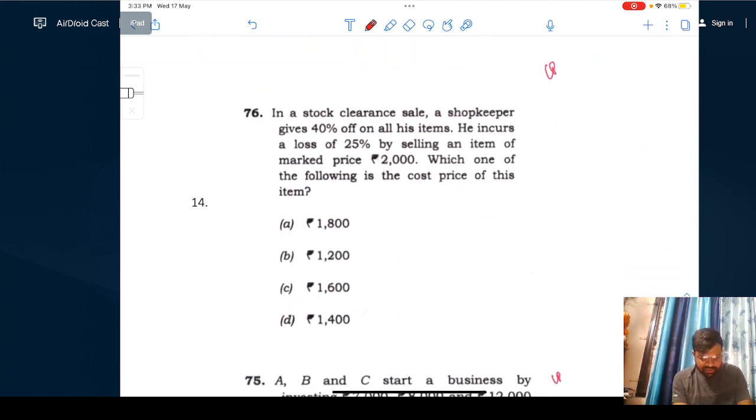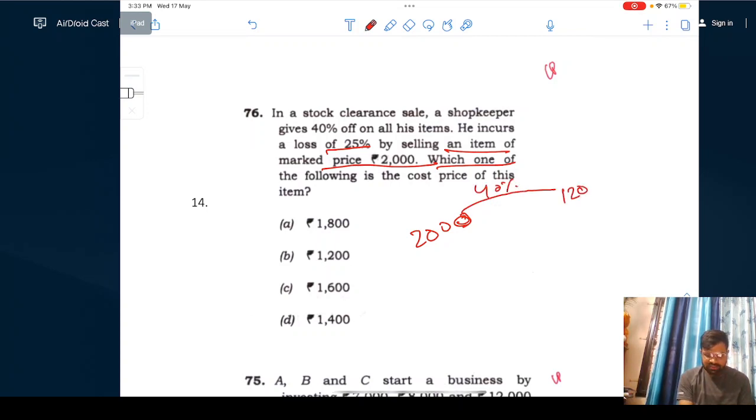In a stock clearance sale, a shopkeeper gives 40% off on all its items, and incurs a loss of 25% by selling an item marked at 2,000. Which one of the following is the cost price of the item? So see, on 2,000 he is giving 40% off. 10% is 200, so 40% will be 800. So he is selling it at 1,200.